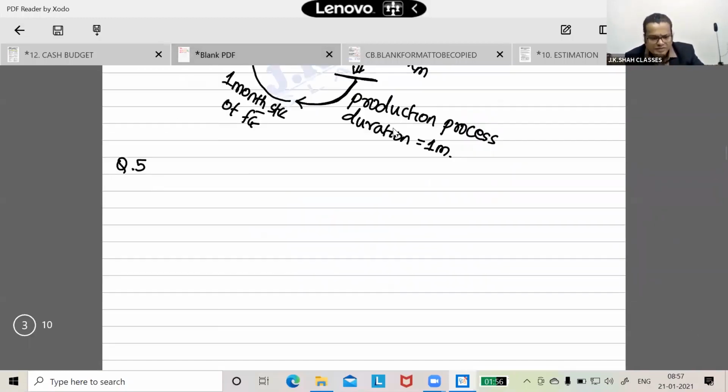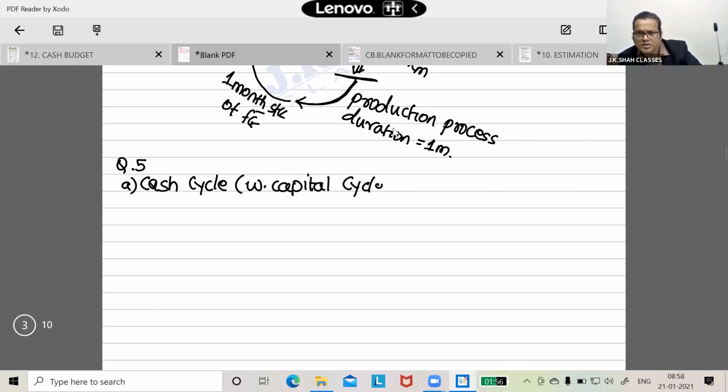Question number 5A. What is the cash cycle? Cash cycle means only the working capital cycle duration. Okay. So what we discussed, are we going to write raw material holding period and WIP conversion period?